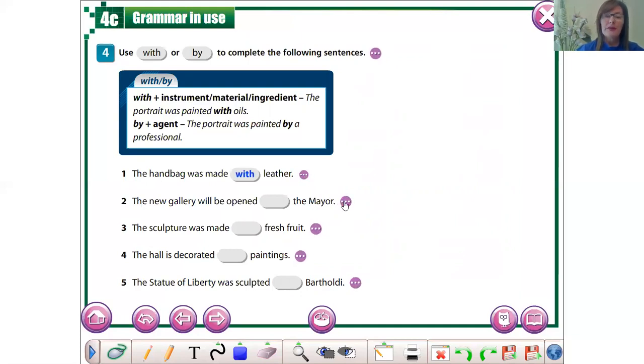The new gallery will be opened by the mayor. The sculpture was made with fresh fruit. The hall is decorated with paintings. The Statue of Liberty was sculpted by Bartholdi.